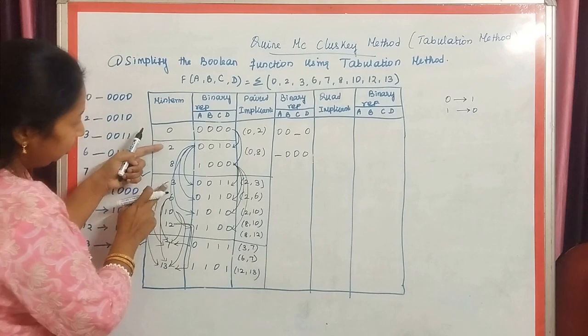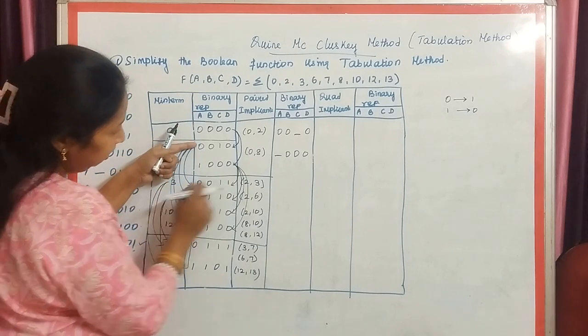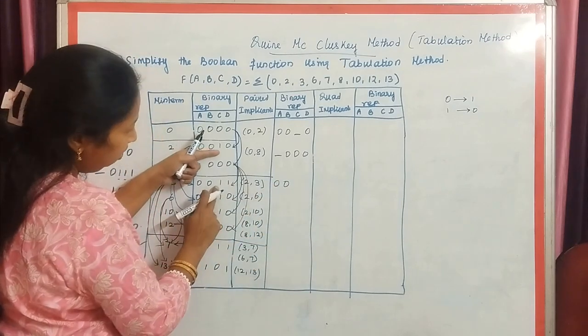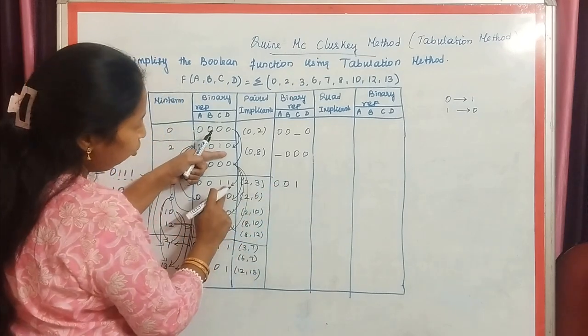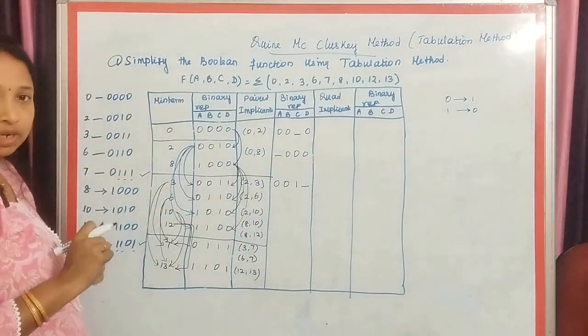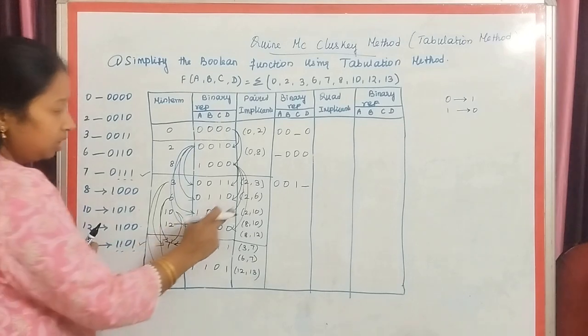2 and 3. Let me take 2 and 3. For 2 and 3, first bit it is 0. Second bit it is 0 in both the cases. Third bit it is 1 in both the cases. Fourth bit alone I had a bit change. So wherever I find a bit change, I'll mention a dash. Is that clear?